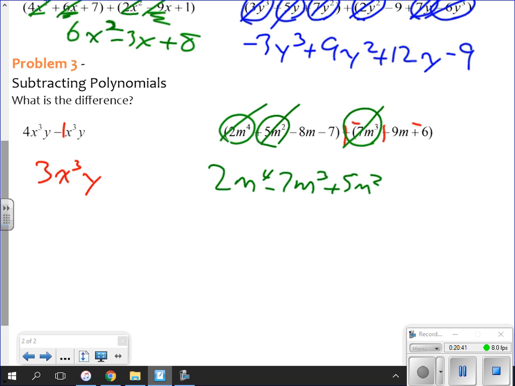I haven't had to really do any hard work yet. And then I have negative 8m. And then I have plus 9m. What's negative 8 plus 9? 1. So I have how many m's? I have 1. And then I look at my last things I have. Negative 7. And then remember I changed this from a plus 6 to a minus 6. I have negative 7, negative 6. Combine them together, I get negative 13.